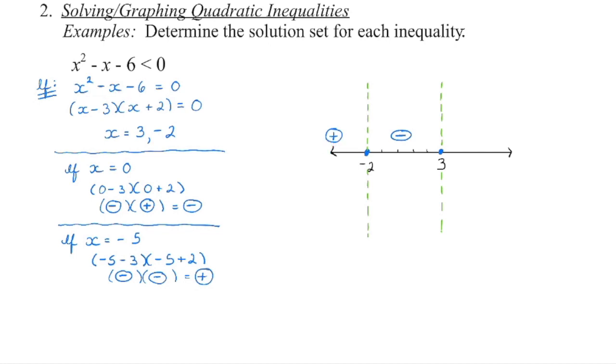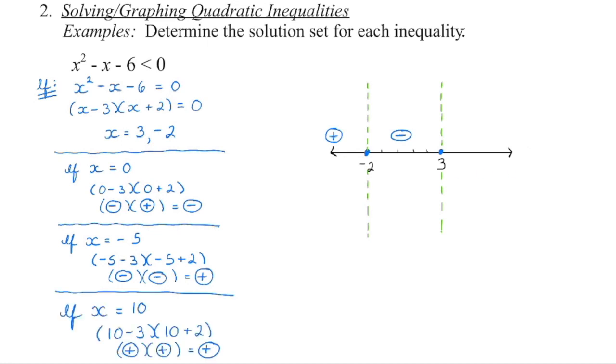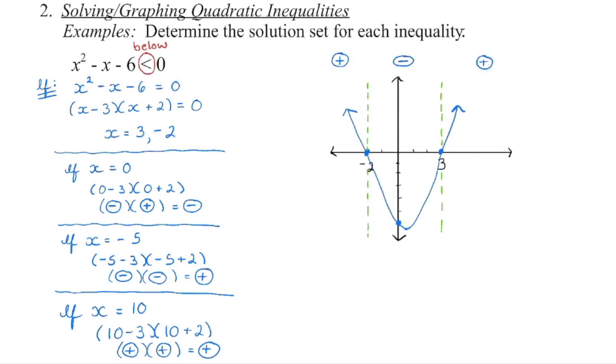And then let's try a number in this last region here. So I need an x value that's greater than 3. Again, we can choose anything. If we happen to choose 10, 10 minus 3 gives me a positive value in that first factor. 10 plus 2 also gives me a positive value. A positive times a positive is a positive. So I know that any number greater than 3 that I substitute back in here for x is going to give me a positive value. And this should make a lot of sense when we consider the parabola.